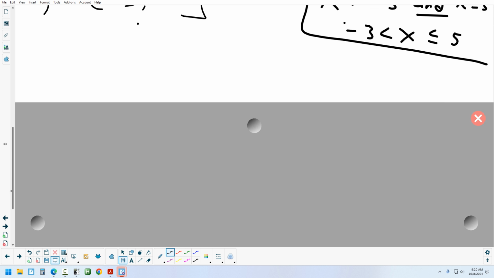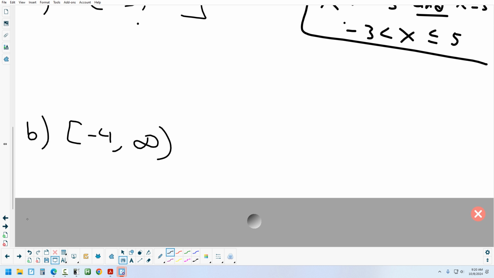All right, let's try this one. -4 to infinity. All right, so let's start with a variable. X. Okay, so we're going to say x. And what does this tell me that x has to be?